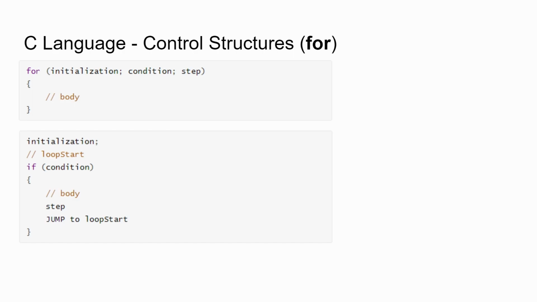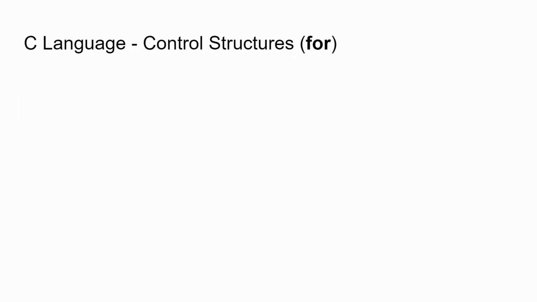If the condition succeeds, we execute the body, we perform whatever the step operation is, and then we jump back to where the comment is, and we do this indefinitely. Eventually, the condition will fail, and we skip doing the body and step again, and we move on with the code. Let's look at some more examples of a for loop.